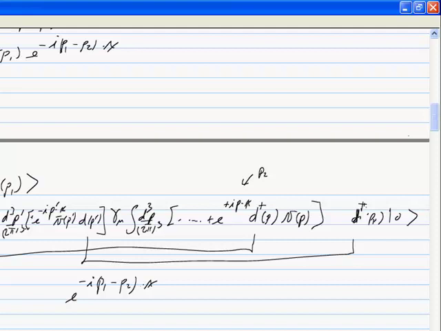The minus i p1 comes from here. The plus i p2 comes from here. And this is exactly the same as above. Anything in the initial state has e to the minus i p dot x, final state is e to the plus i p dot x. So that part's unchanged. However, the solutions go in different places.